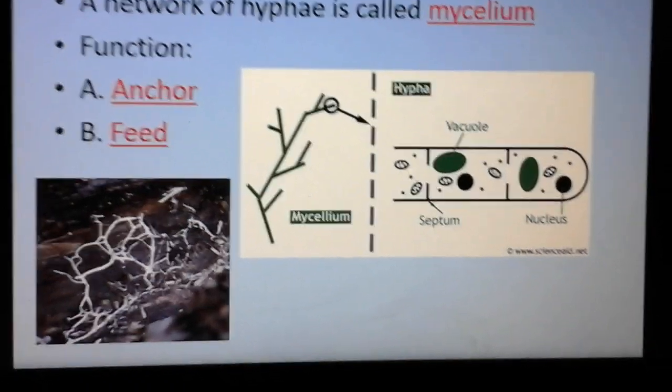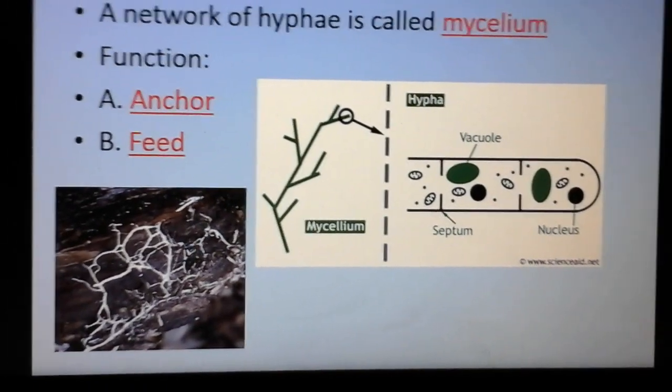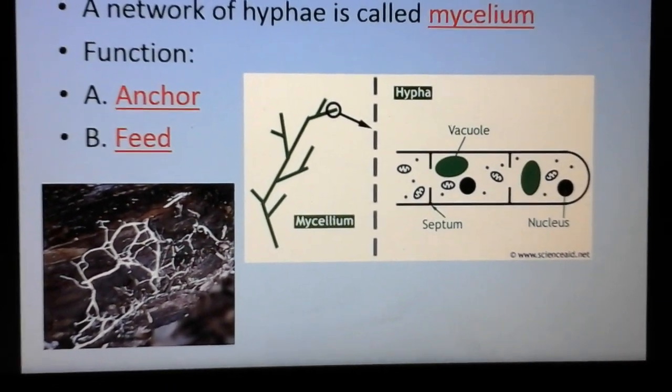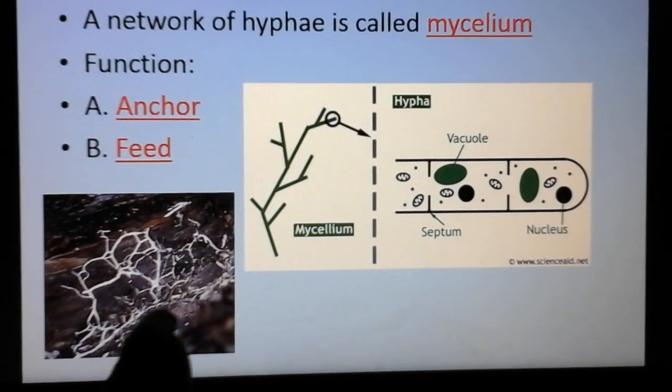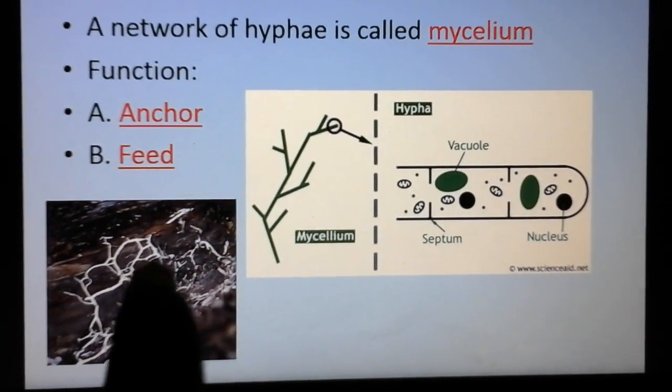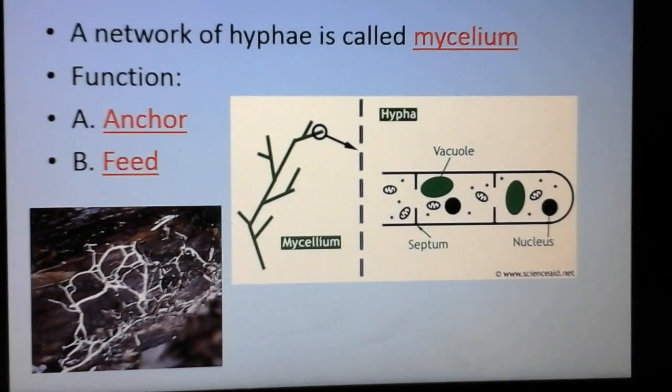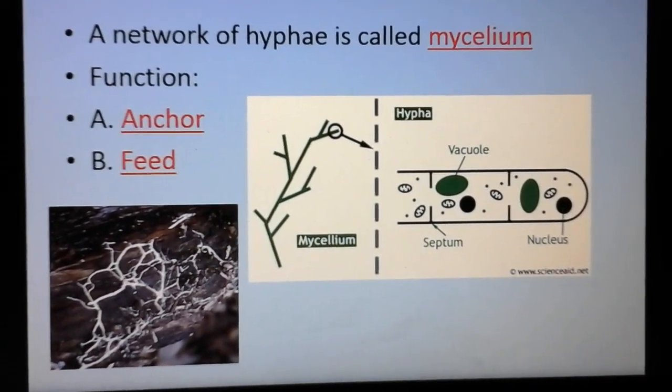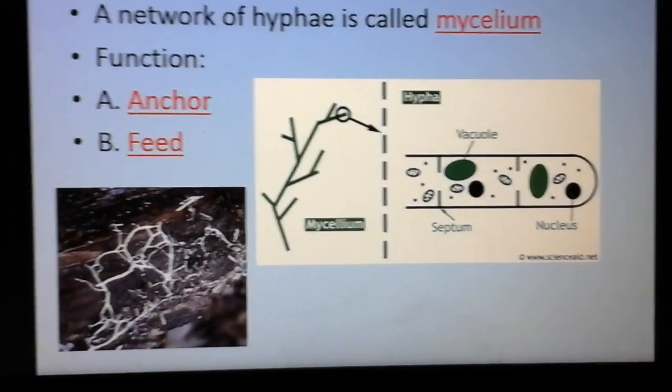So hyphae work differently from roots. So again, we can't call these plants. But remember, just one of these little pieces is a hyphae. This whole thing together is a mycelium. So when you see bread mold, which looks fuzzy, you're seeing the mycelium.